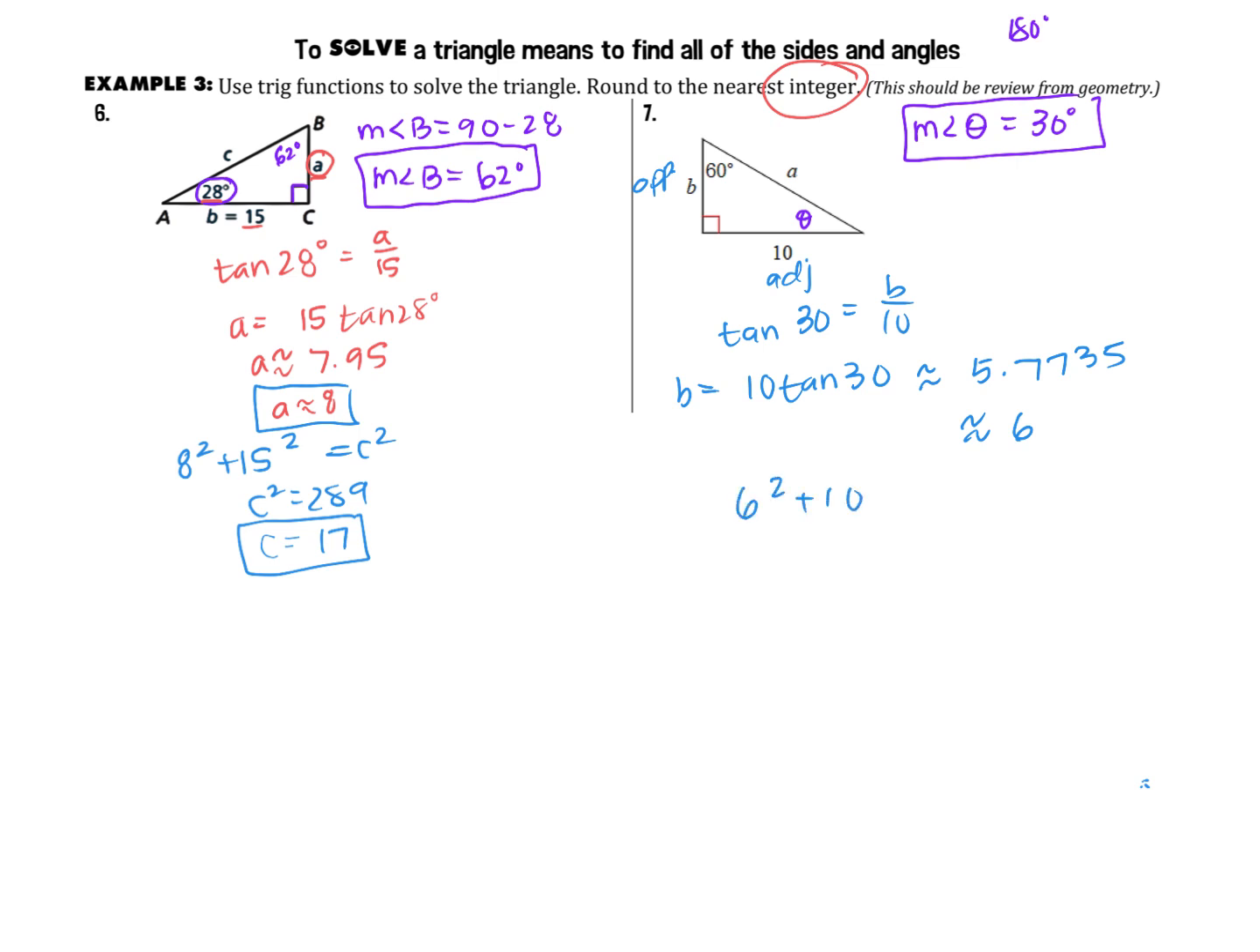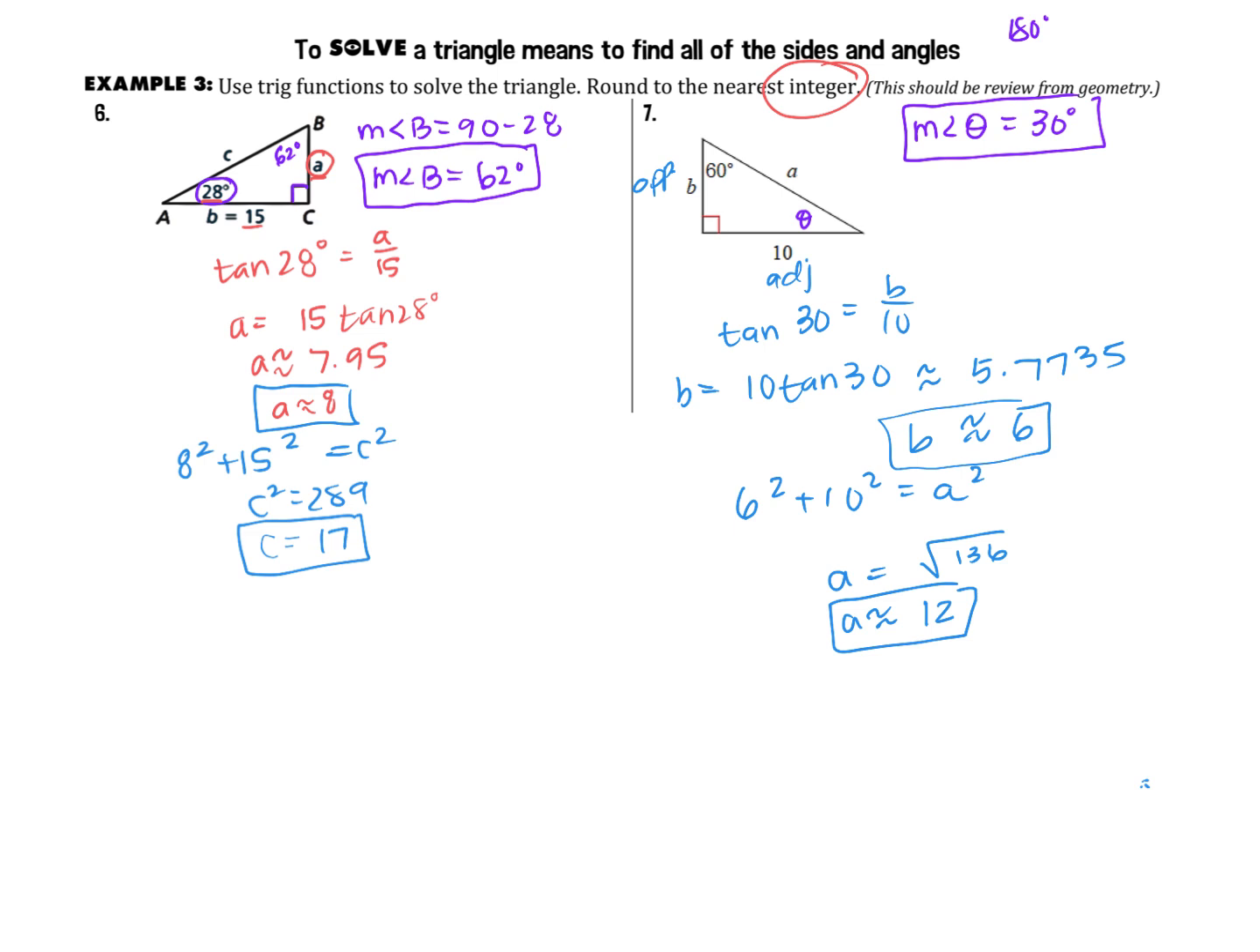6 squared plus 10 squared equals a squared, according to the picture. That's going to give us that a is the square root of 136, which means that a is approximately 11.66, or we can say a is approximately 12. So we have found all of the side lengths. B is approximately 6, a is approximately 12. We already knew the other side was 10, and we have our three angles, 90, 60, and 30.